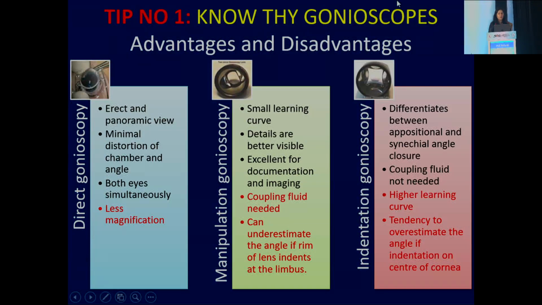The first thing that we need to know is what kind of gonioscopes are we using? Is it a gonioscope which can be used for manipulation gonioscopy, or is it a gonioscope that can be used for indentation gonioscopy? Manipulation gonioscopy uses a 2-mirror Goldmann type gonioscope, while indentation gonioscopy uses a 4-mirror Zeiss type gonioscope, where the well is smaller and it can be fit over the cornea without using a coupling fluid.